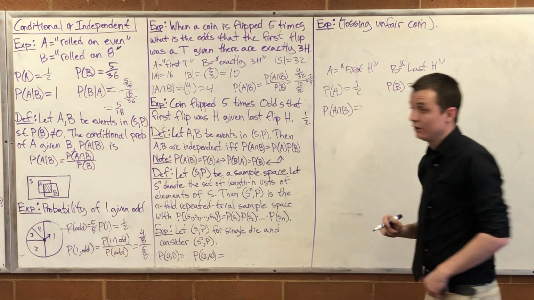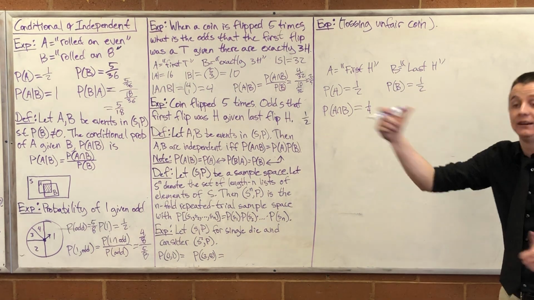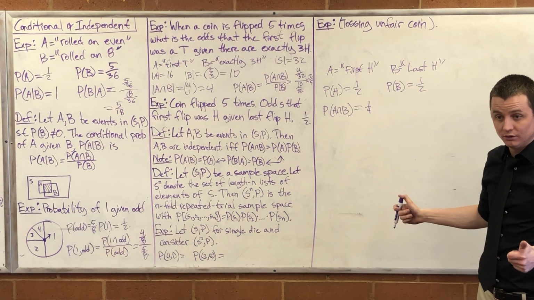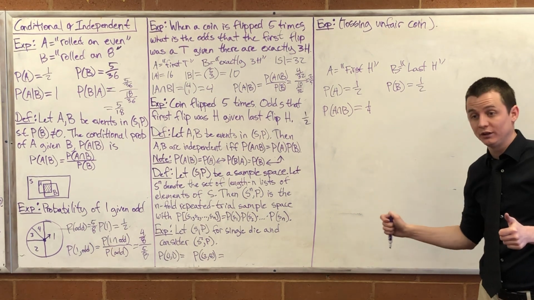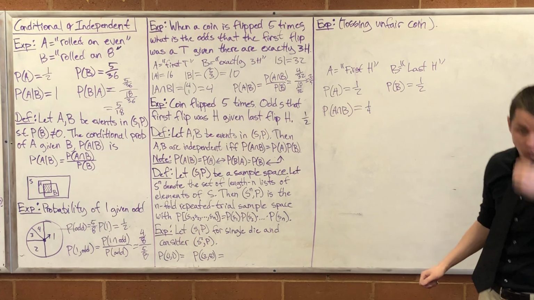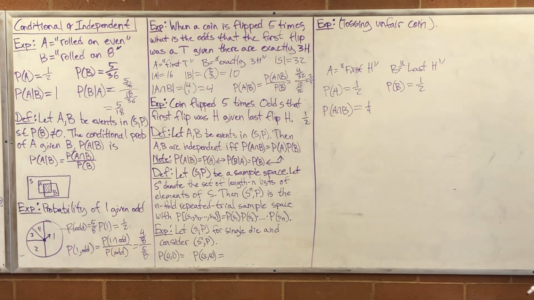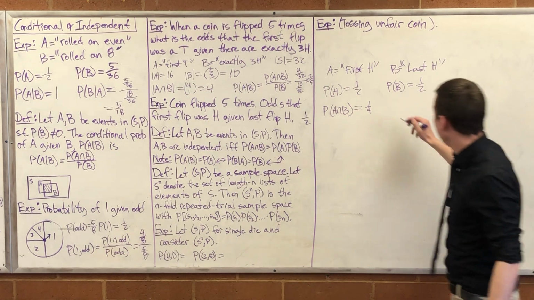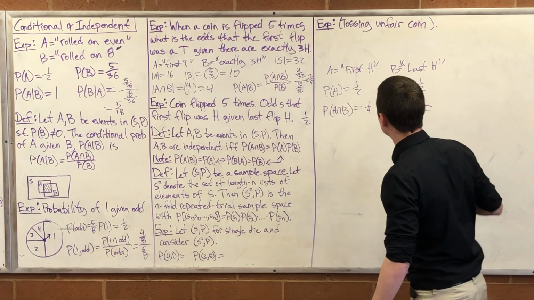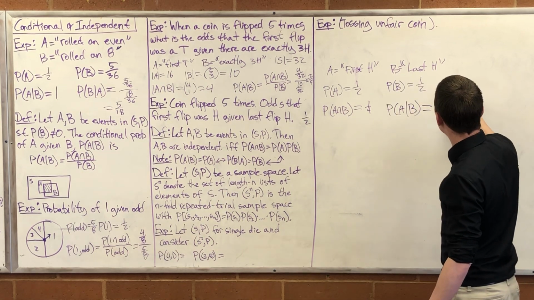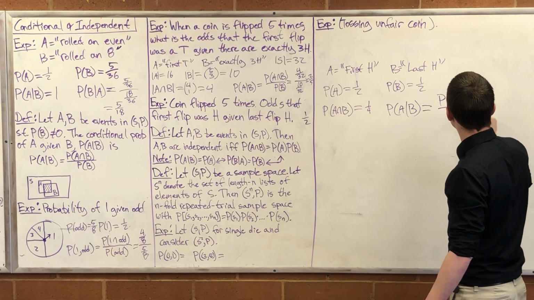1/4. 1/4 of my coin flips are going to start with heads and end with heads. 1/4 start with heads and end with tails. 1/4 start with tails and end with heads. 1/4 start with tails and end with tails. Make sense? So we don't need to write all of them out. Now the probability of A given B, or B given A, doesn't matter which order we do this in, is going to be the probability of A intersect B over the probability of B, which is equal to 1/4 divided by 1/2.